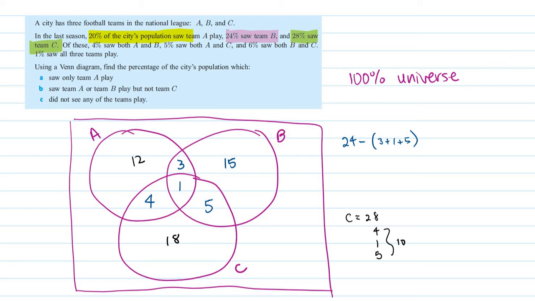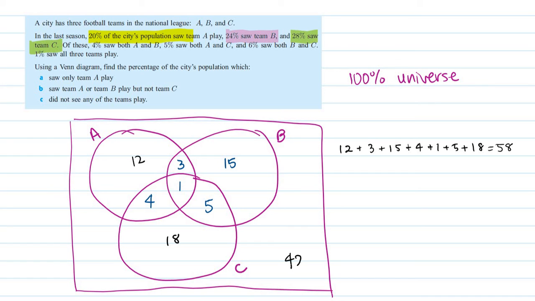Now remember that your universe represents 100%. So we need to figure out what's left over and what needs to go outside in the universe. Using my calculator, I'm just going to add all those things up: 12 plus 3 plus 15 plus 4 plus 1 plus 5 plus 18. I get 58. So 58% of the population watches football, and what percent doesn't watch football? That would be 42. So 42% are out here in the universe.